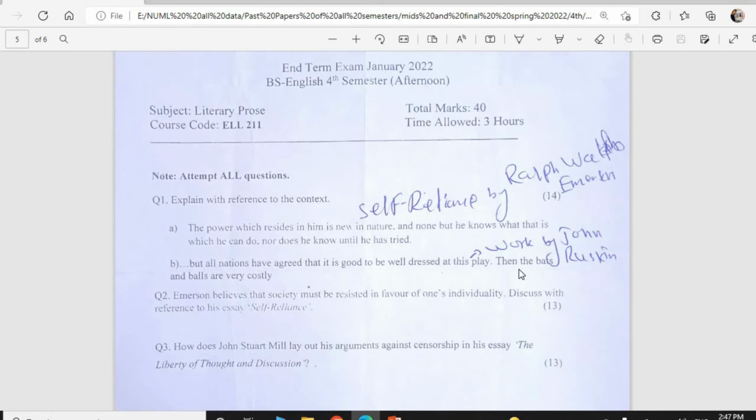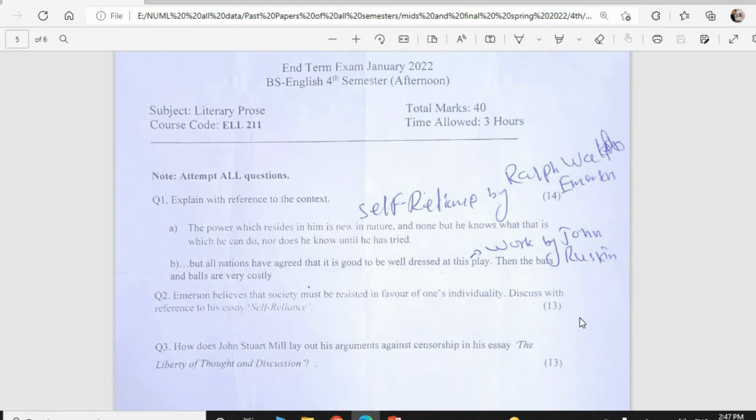In his essay Work by John Ruskin, Ruskin has discussed how the great powers like America play great games, right? Great games means war. They are selling weapons, and obviously bats and balls refer to weapons, and they are very expensive. So well dressed up at the play refers to war. The soldiers are well dressed up, right? Prepared for the war.